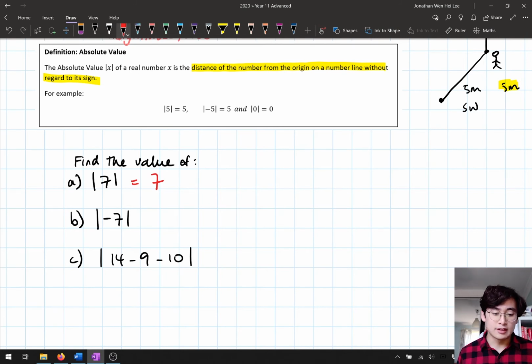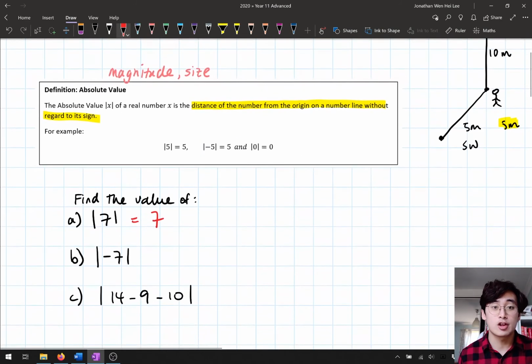The next example is I want to find the absolute value of -7. What the absolute value does is take the magnitude or size. It doesn't worry about whether it's a positive or negative number. It just takes the magnitude of the number. So here, this number is 7 units away from the origin, but in the negative direction, and all I'm going to write here is just 7 again. So the absolute value of -7 is just 7 again.